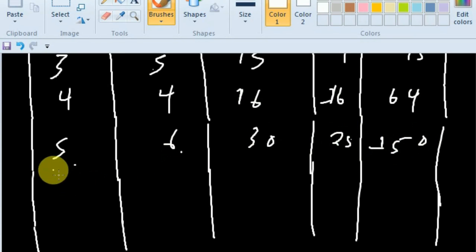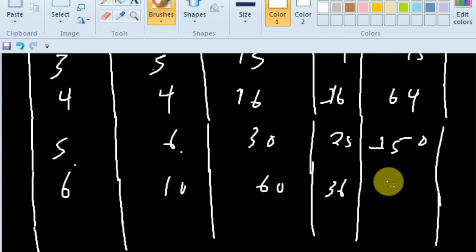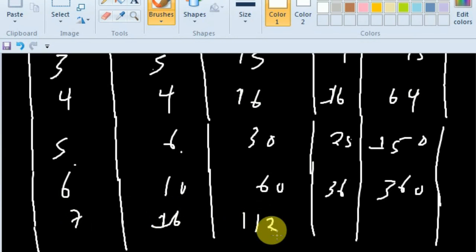Then I also have 6. The frequency of 6 is 10. 6 multiplied by 10 is 60. For x squared, 6 multiplied by 6 is 36. 36 multiplied by 10 is 360. Then I also have 7. The frequency of 7 is 16. Then 7 multiplied by 16, the answer is 112.